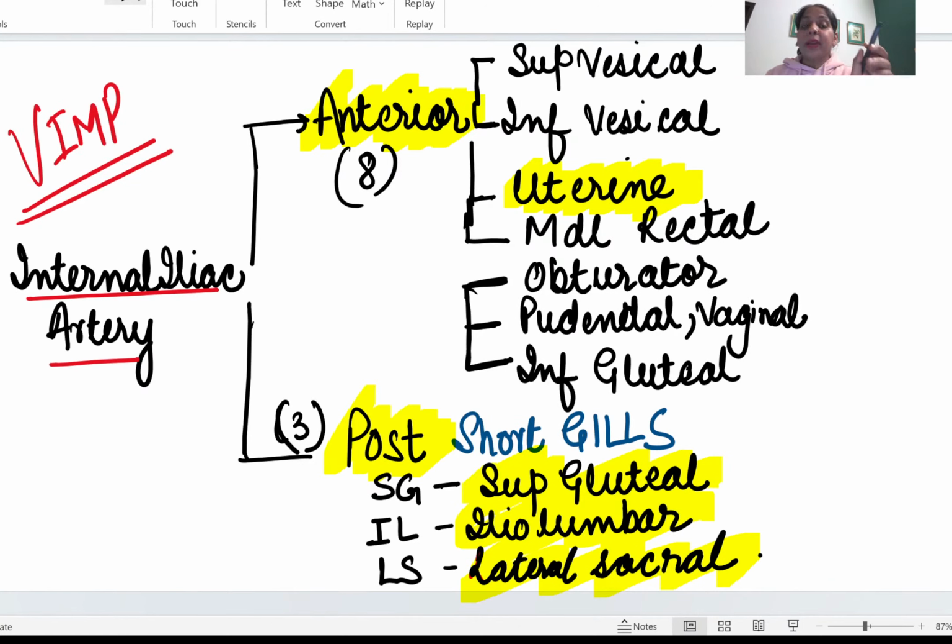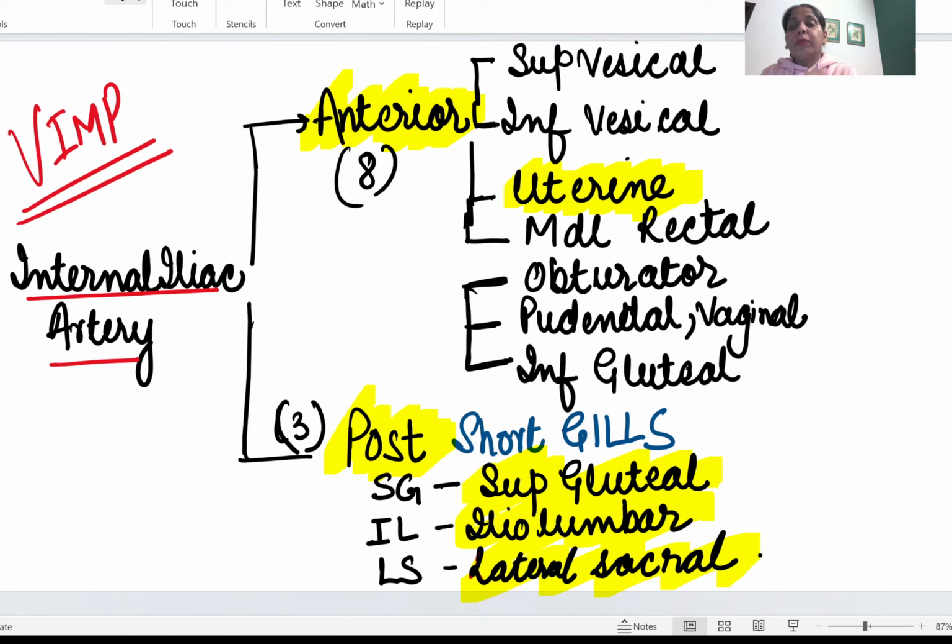So what are the branches and how to remember them? Posterior division branches we remembered with the mnemonic SHORT GILLS. How are we going to remember the anterior division branches? We know one fact very clearly: the bladder is anterior, the uterus is in the middle, and the rectum is posterior. Bladder is anterior, so two branches go to the bladder, superior and inferior vesical. Next, a branch to the uterus, and one branch to the rectum, the middle rectal.